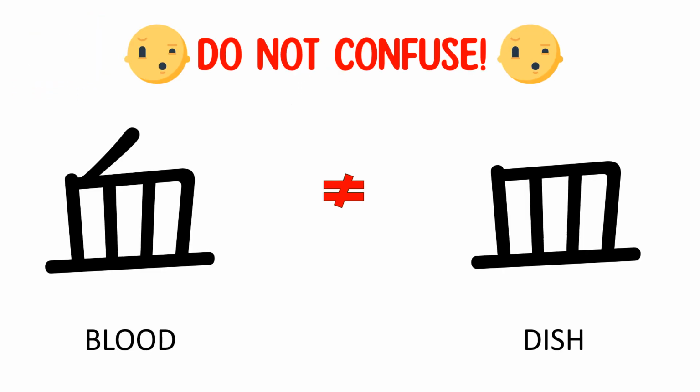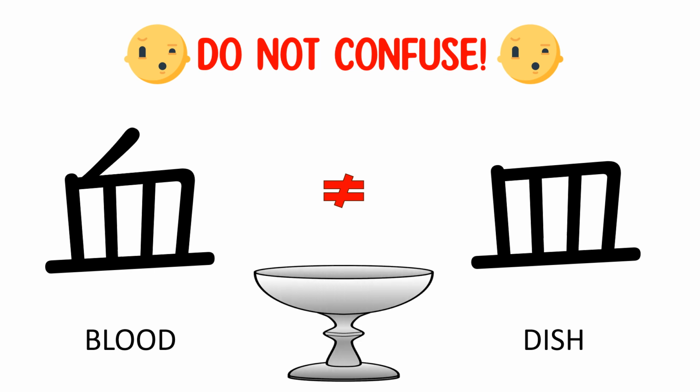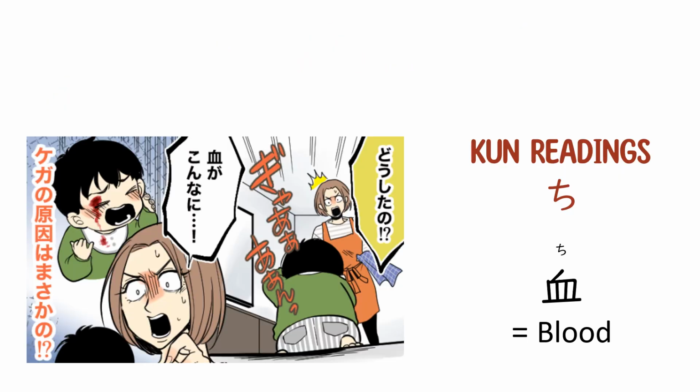Do not confuse. Blood and dish look similar. After all, they share the exact same origin. But well, as you just learned, the blood kanji has that blood drop on top of the dish. The kun reading is chi, which means blood.